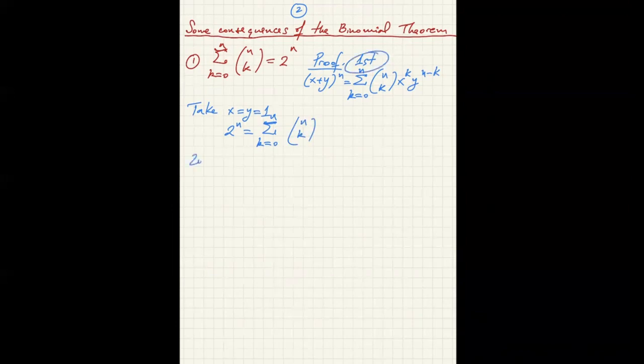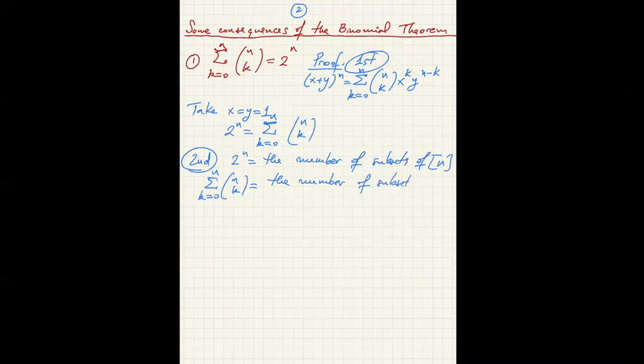Obviously, you can give a second proof, which is perhaps easier in this case: 2 to the n is the number of subsets of a set with n elements, let's say the set of all numbers from 1 to n. You can sort the subsets according to their cardinality, and it turns out that the sum from k equals 0 to n of n choose k is also the number of subsets of that set. Okay, so that's a result that you should know.